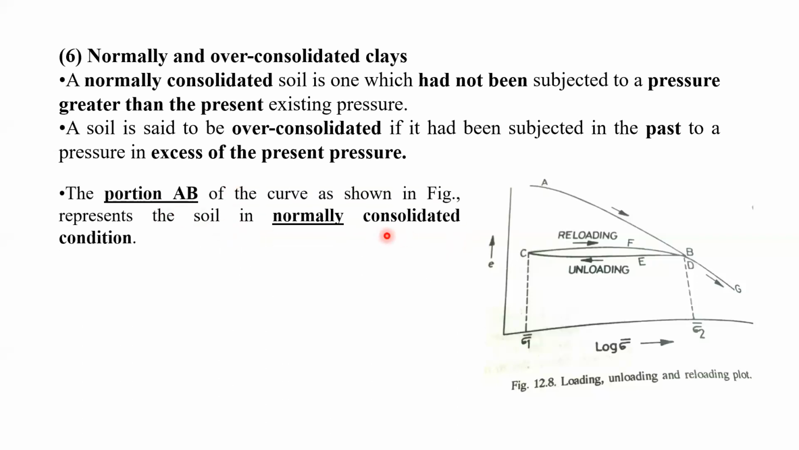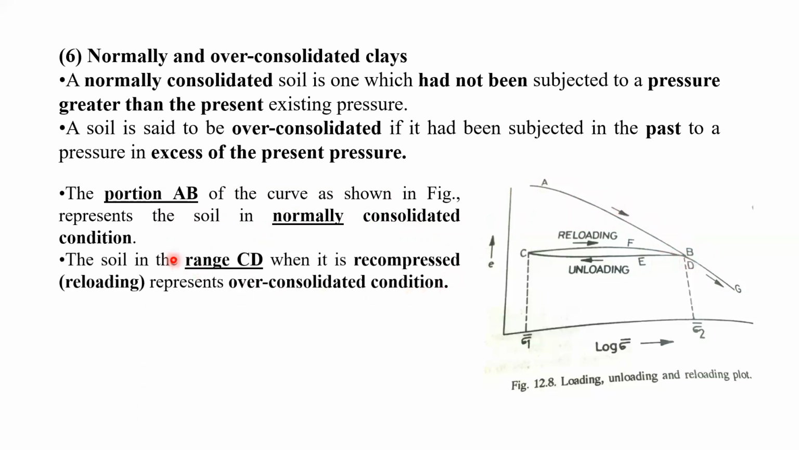So the portion AB of the curve shown here represents the normally consolidated condition. That means the soil has not been subjected to a pressure greater than the existing pressure, so consolidation is going to take place. The soil in the range CD, which is recompressed, right, represents the over consolidated condition.